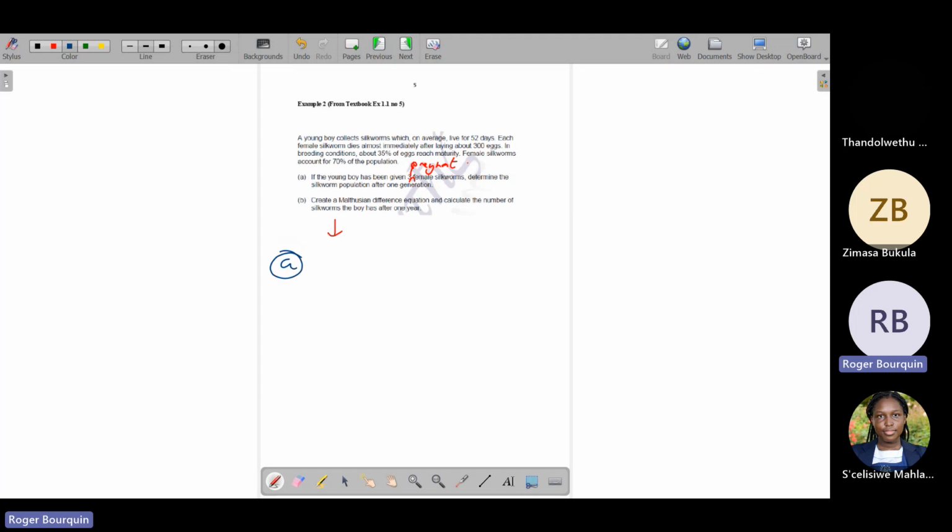So in one population type, I could not use this. If you ever get a question like this, where your starting population does not have males and females, then you have to move to the next time frame as your starting point. So we're starting off with 3 females. Try to do A. You're not going to use any formula, it's not a population formula. In this case, 1 generation is equal to 52 days.